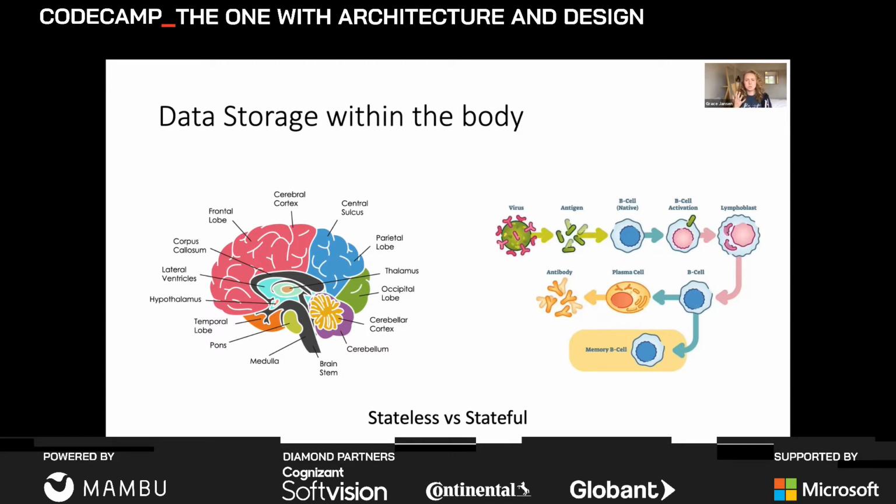And this is sort of similar to the stateless versus stateful argument that you might have in terms of how best to store your data within your application, because the brain is sort of, I guess, the cells that utilize the brain as that storage are kind of stateless because they don't hold state within them, whereas the memory B cells that do hold that sort of memory of what we were previously infected with are kind of stateful because they hold their own state. They don't rely on an external source.